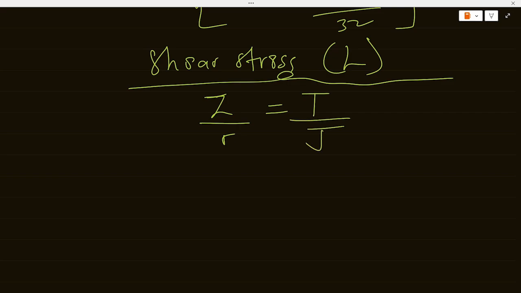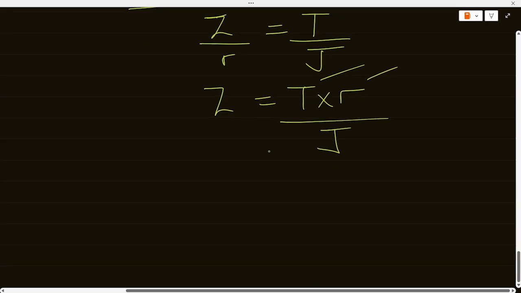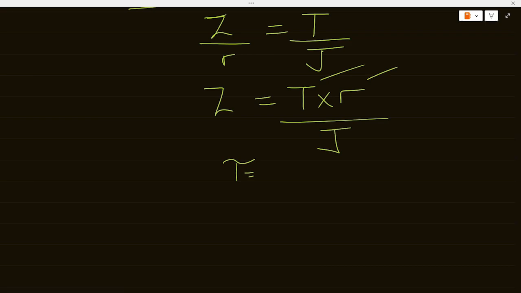So now tau is equal to T times r over J. Guys, remember this is your torque, this is your radius of wire, and this is your polar moment of inertia. So it means that, of course, for torque, we also know that the dimension is Newton meters.